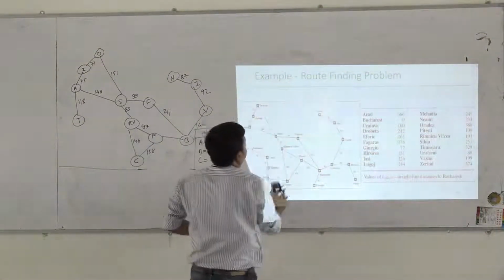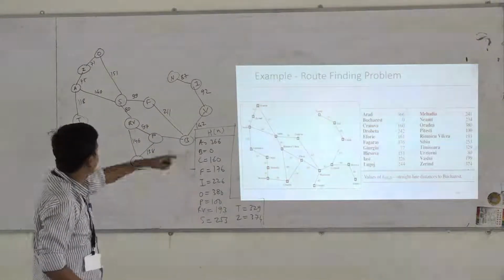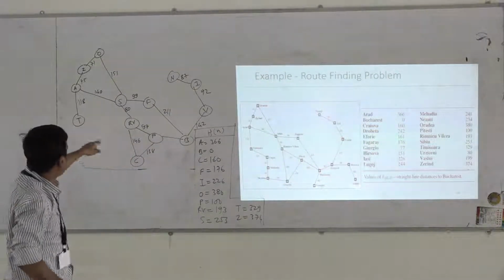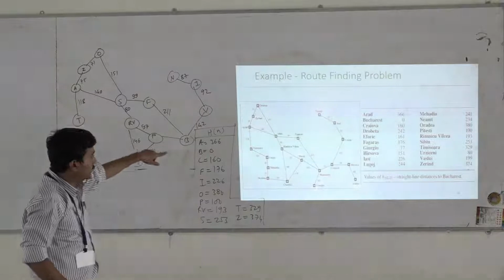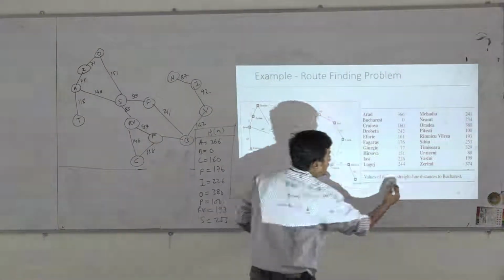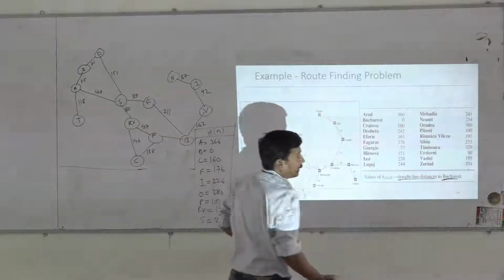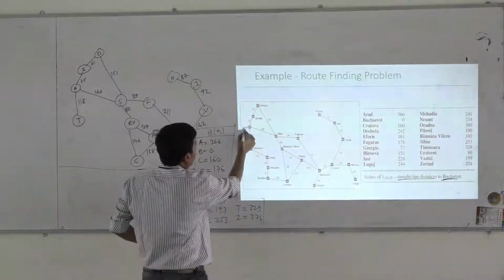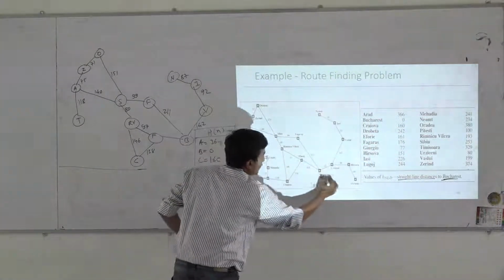So this is the route finding problem. I have looked at this problem here. I am using a short form for the cities, and these are the heuristic function values. Actually, it is the straight line distance to Bucharest. So our aim is to go from this A city to this B city.